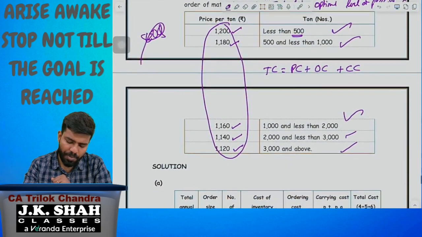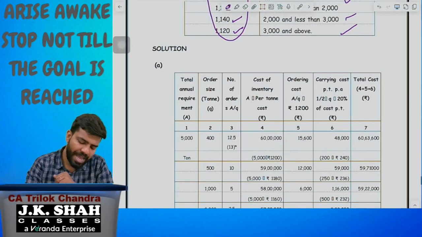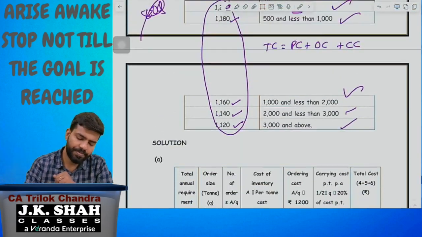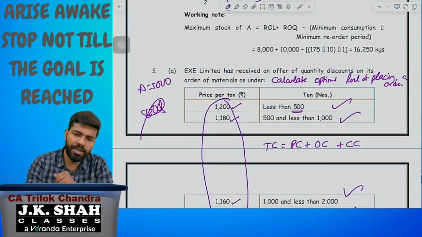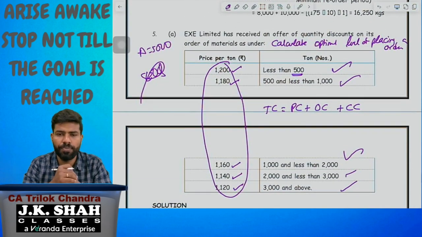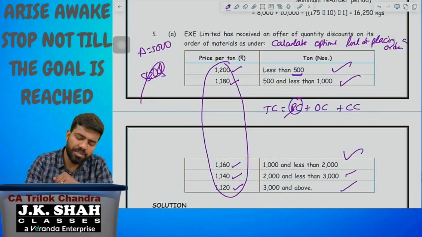Or typo error, I'm not able to understand. Okay. The annual requirement is 5000 tons. A equal to 5000 tons. Okay, now fine. Now first of all, tell me how to calculate purchase cost.